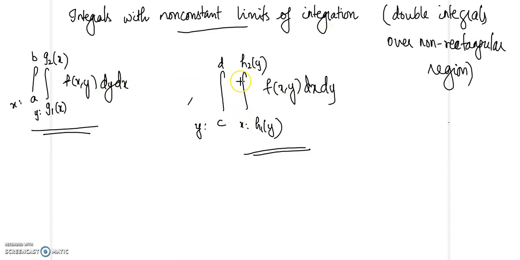So these are the forms of limits. The outer limit will always be constant. The inner limit can vary from a function of x to a function of x, or a function of y to a function of y. So these are the non-constant limits of integration. So let us first see how to evaluate the integral. Let us look at an example.